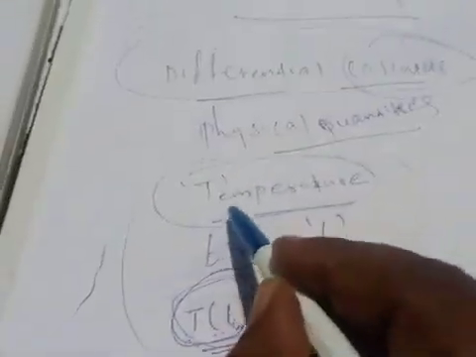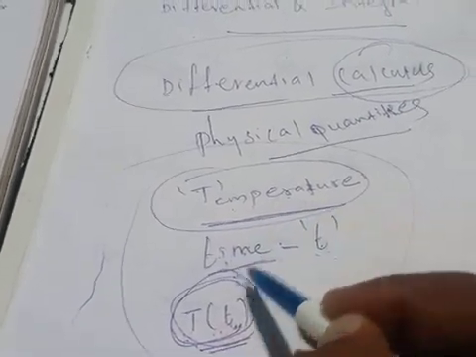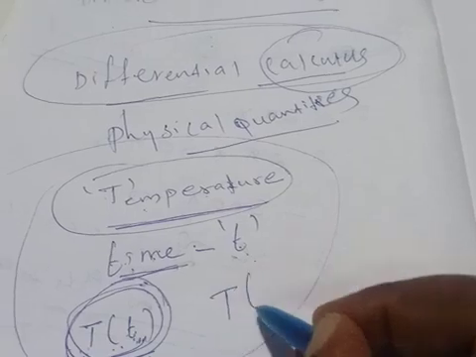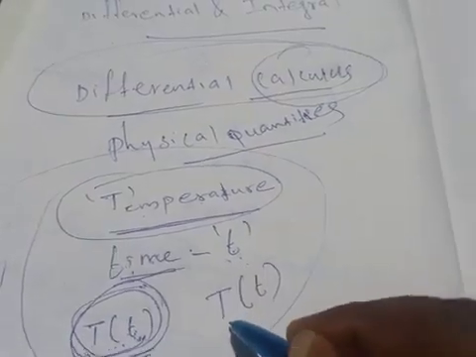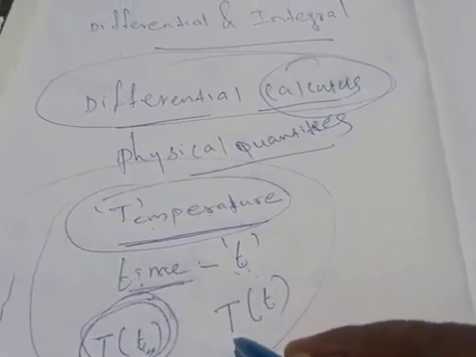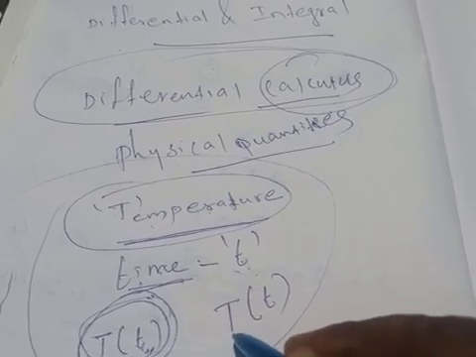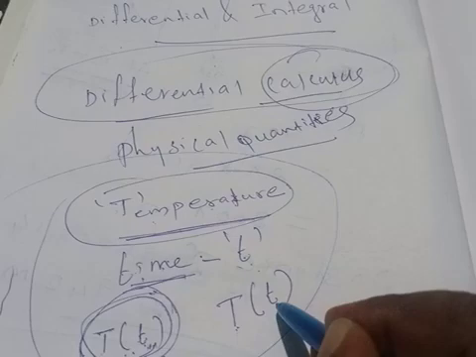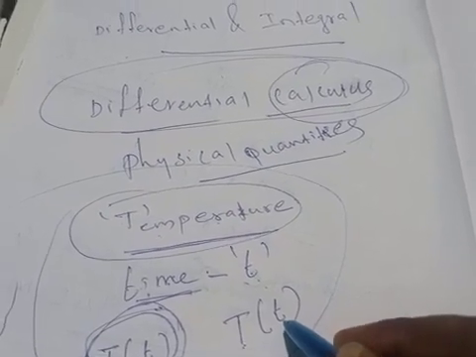So here you can see the temperature is changing with time, isn't it? So this we write as T of t. What is the meaning of this? It means temperature as a function of time.